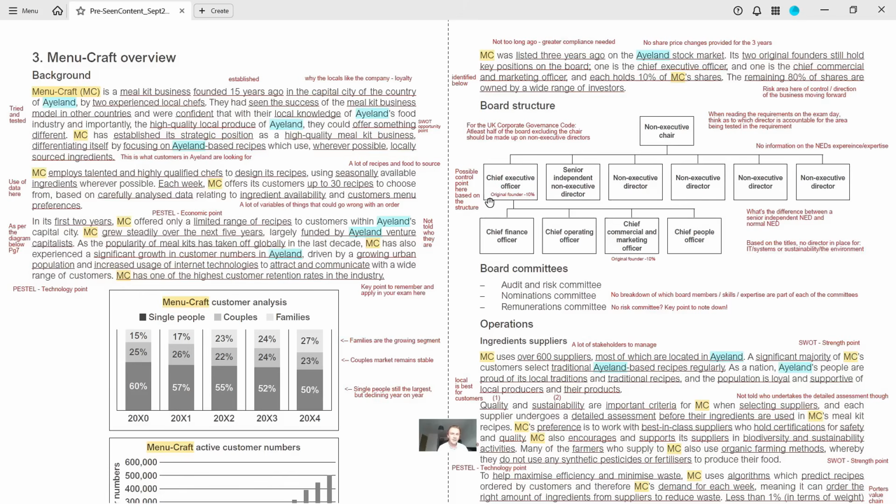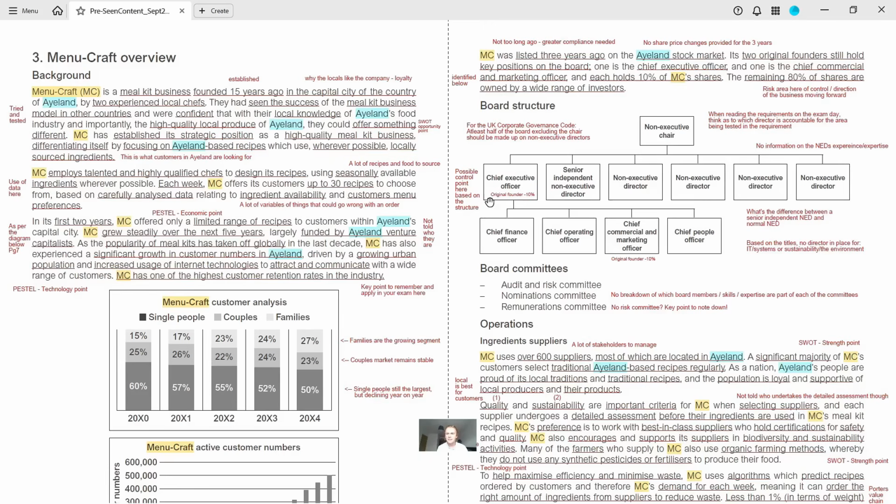And lastly, for the UK Corporate Governance Code, now granted this is actually based in Ireland, so they'll have their own rules and regulations, but at least half of the board, excluding the chair, should be made up of non-executive directors. As you can see on here, we've got non-executive director, non-executive director, non-executive director, and non-executive director with a senior independent non-executive director. So they have 5 NEDs on there, but I was really curious, and get it down in your notes, what differentiates a senior independent from just a normal non-executive director?